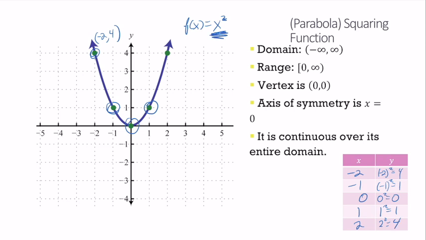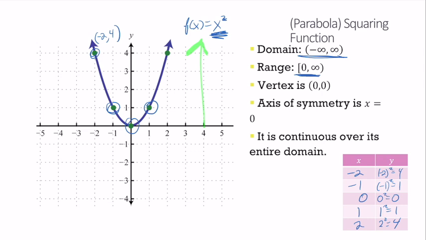Its domain is all real numbers. I can plug in any x value and get out a y value. Its range is from 0 to infinity. If we look at our possible y values, my y values don't start until I hit 0, and then they go up. So it's only from 0 to infinity.